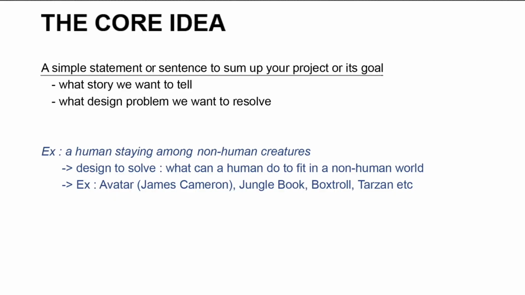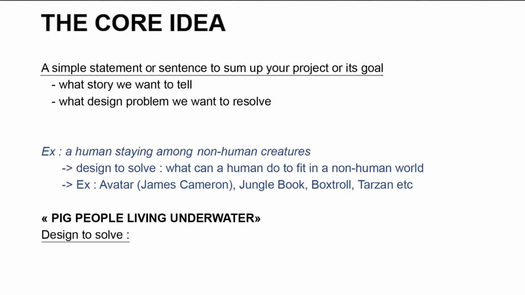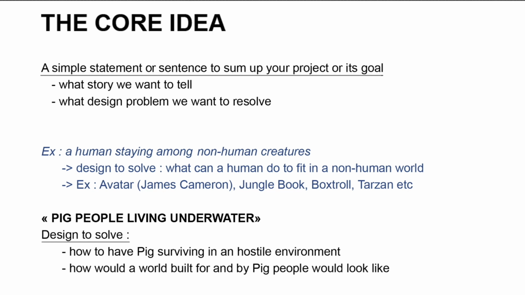Now let's get back to our project. The simple statement would be pig people living underwater. So just with that statement, we understand we're going to have two main design problems to solve. How to have pigs surviving in a hostile environment for them. And the second would be what would a world built for and by pig people look like. And then no matter how many things I want to design in my project, I know I will always have to get back to this core idea and to this core problem to solve.